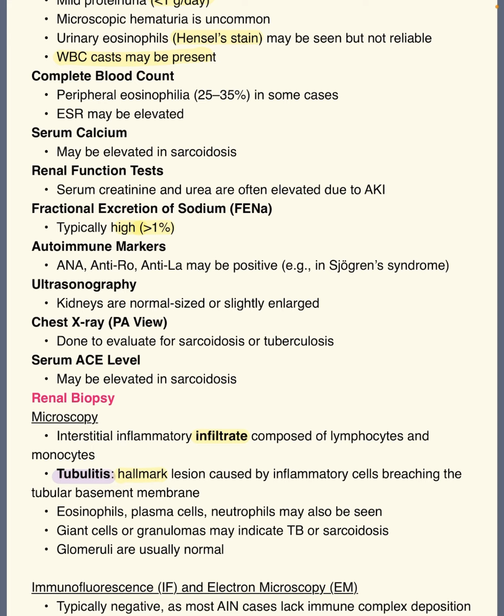DIF, that is immunofluorescence, and electron microscopy are typically negative. No immune deposits are found here. The exception is penicillin- and cephalosporin-induced acute interstitial nephritis, where we can find IgG and C3 deposition in a linear pattern. So in DIF, there is usually no deposition. But if the AIN is caused by penicillin or cephalosporin, that is beta-lactam antibiotics, then we can find IgG and C3 deposition. The pattern is linear.